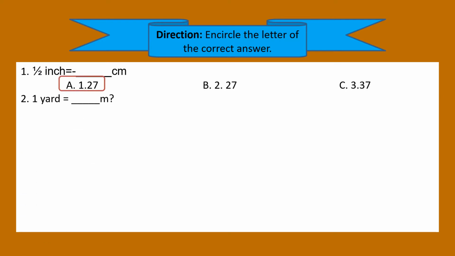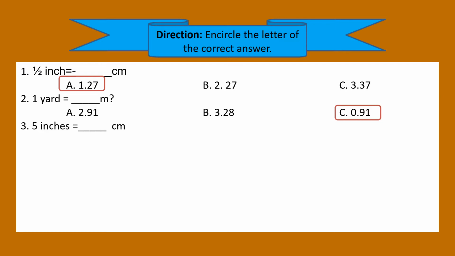Next, number 2. 1 yard is equivalent to how many meters? Is it A, 2.91, B, 3.28, C, 0.91? The correct answer is 0.91. 1 yard is equivalent to 0.91 meter or 0.9144.